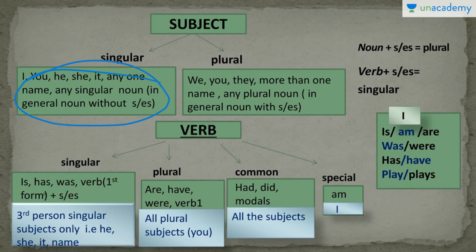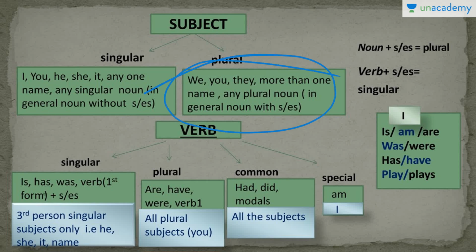For example, boy. Plural subjects refer to more than one person or thing at a time. For example, they. When I say they, it is clear that I'm talking about two or more than two persons at a time. Plural subjects are right over here: we, you, they, more than one name used together, and any plural noun, basically nouns with s or es, for example, boys. Now, there is one thing which you should know. You is considered both as singular and plural, but it takes only plural verb.